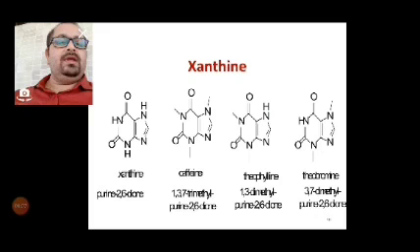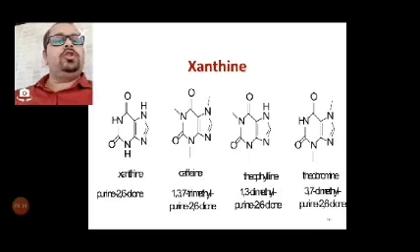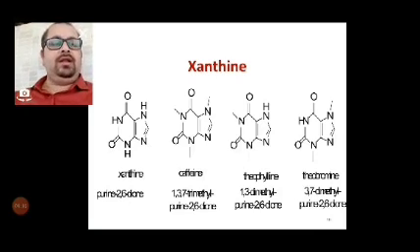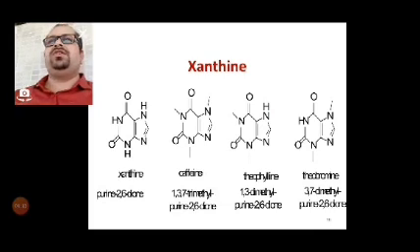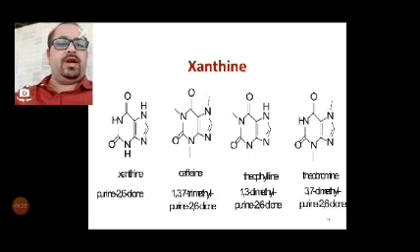So I repeat, caffeine is a 1,3,7 trimethyl xanthine. Theophylline is a 1,3-dimethyl xanthine. Theobromine is a 3,7-dimethyl xanthine. These three derivatives, caffeine, theophylline and theobromine, are the analeptics we can use in sleeping syndrome, and we can use them as a respiratory stimulant.